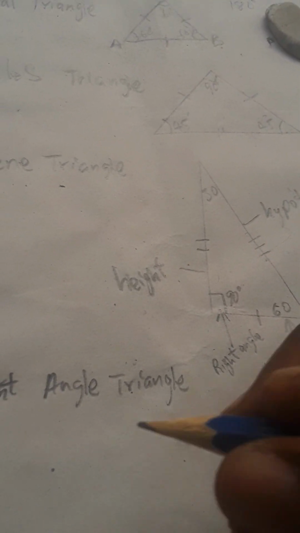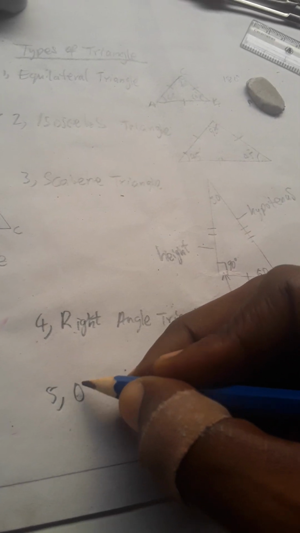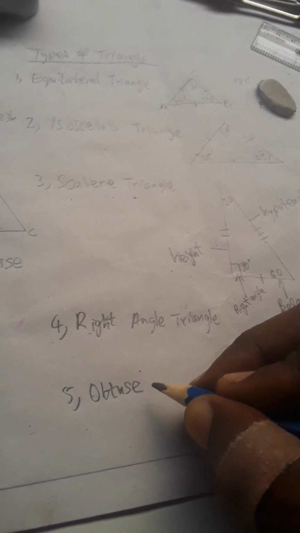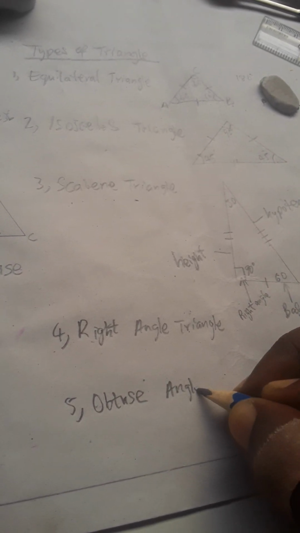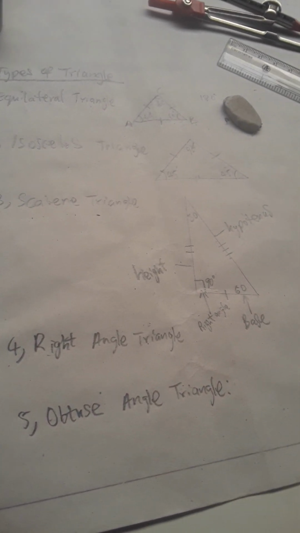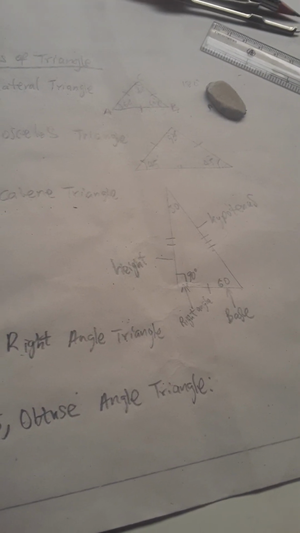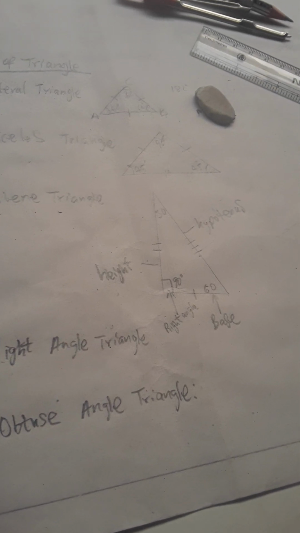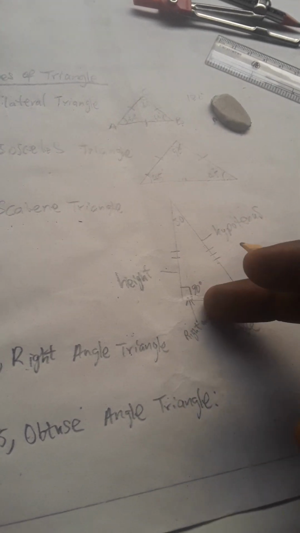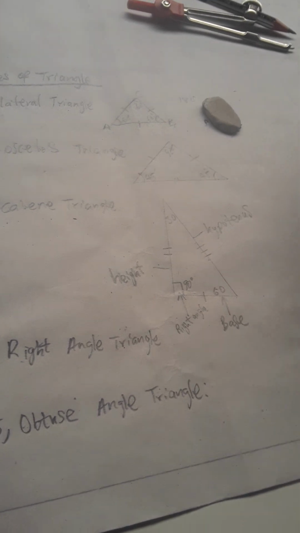Now we'll have the last and not the least, which is the fifth part of the triangle. We'll have what's called the obtuse angle triangle. When you talk about the obtuse angle triangle, it's a triangle that has one of its angles more than 90 degrees. Any triangle that has one of its angles more than 90 degrees can be called what? Obtuse angle triangle.